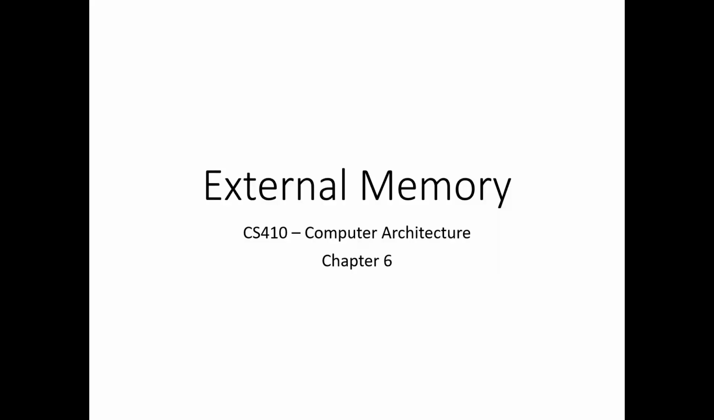Okay, so today we're going to talk about Chapter 6 from the William Stallings textbook. This is external memory. That's if you have the 10th edition. If you have a different edition, the chapter may be slightly different or set off, so be sure to check which edition you're working with. So let's get into the external memory.